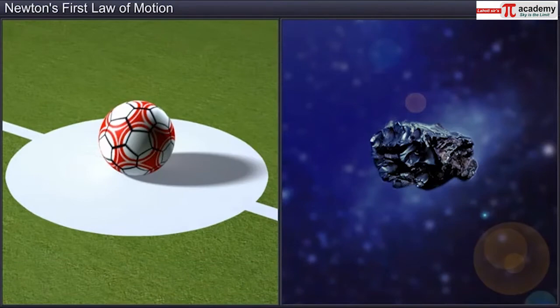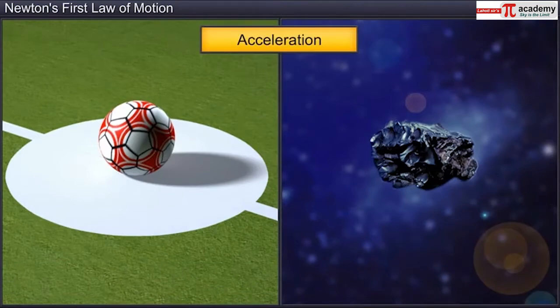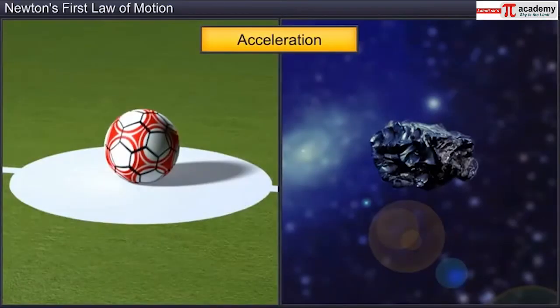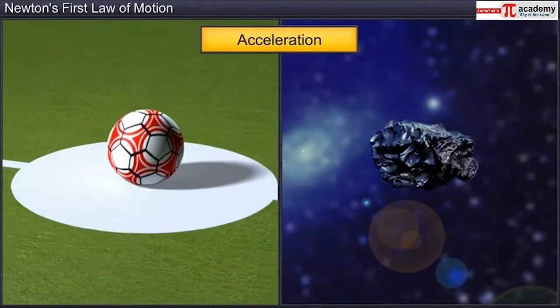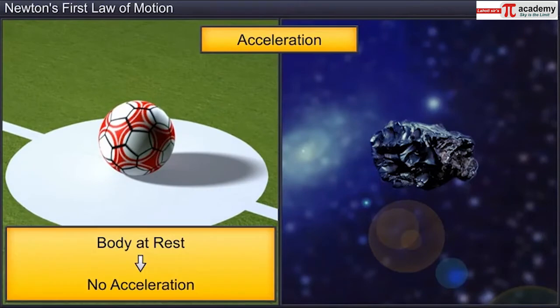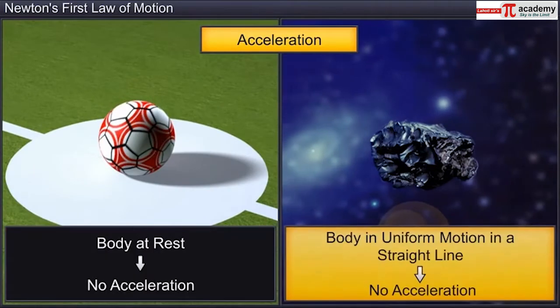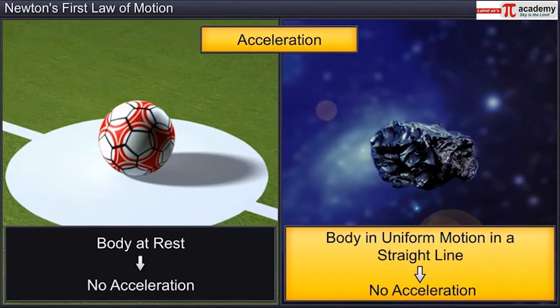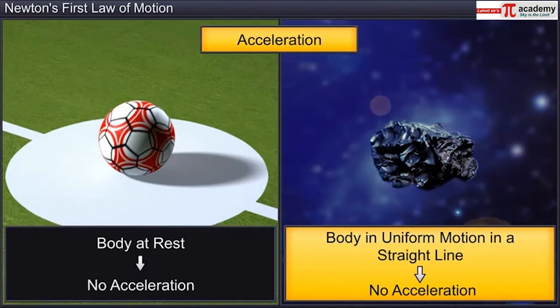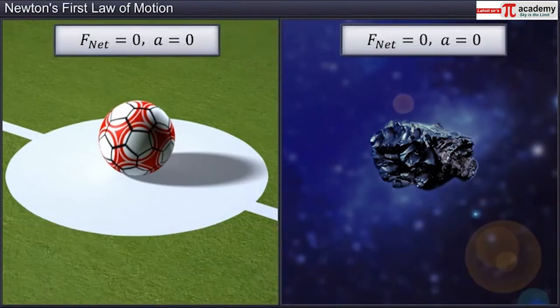If you observe, there is no mention of acceleration in Newton's first law of motion. This is because when a body is in a state of rest, it has no acceleration. Similarly, a body in uniform motion in a straight line does not accelerate. Based on these facts, we can express Newton's first law of motion in two more very useful forms.